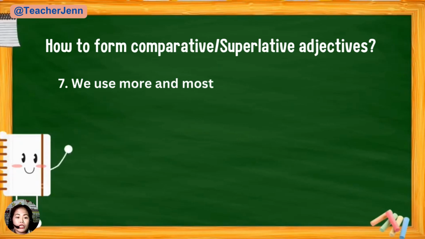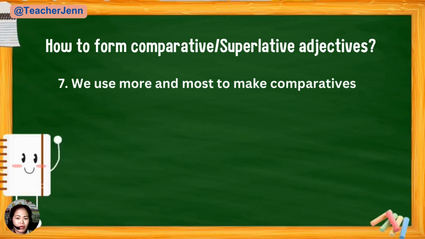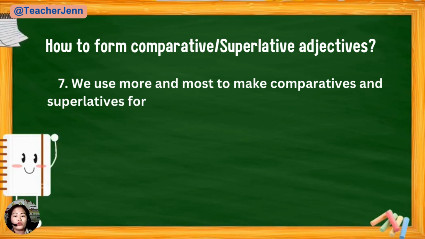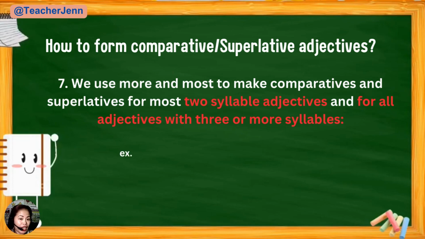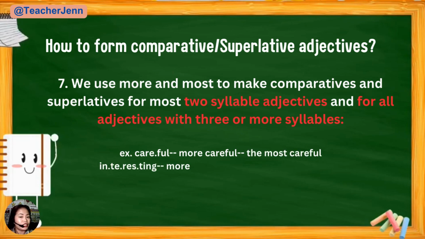Number 7, we use more and most for comparatives and superlatives for most two-syllable adjectives and for all adjectives with three or more syllables. Like careful, it has two syllables. Careful, so we will say more careful, the most careful. Interesting, it has one, two, three, four syllables. So we will use more interesting and the most interesting.